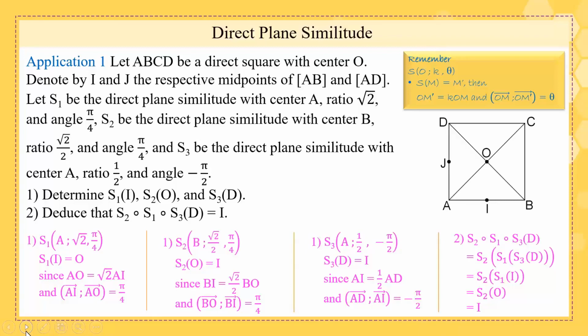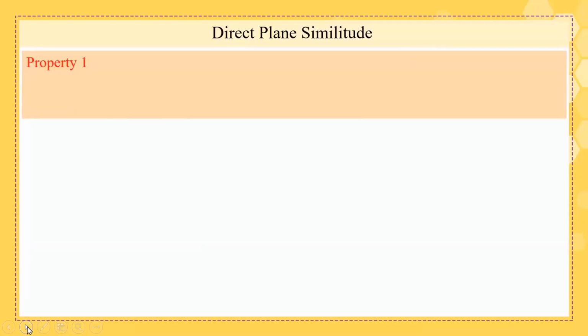Finally, S squared of O will be I, because we proved that S squared of O is I. Now, let us see this property.